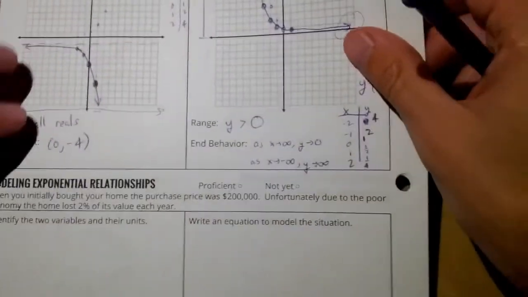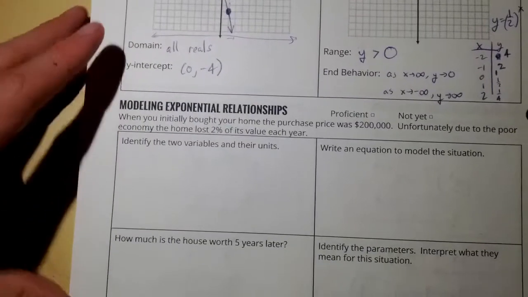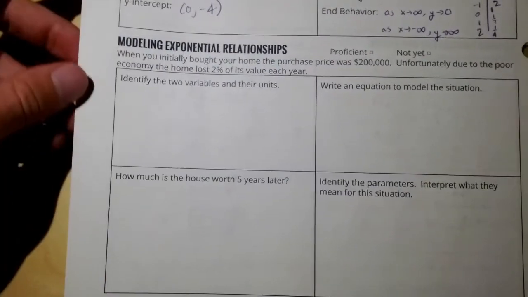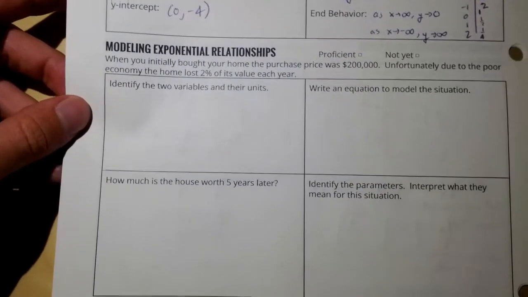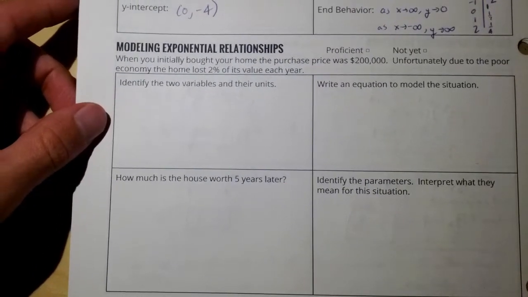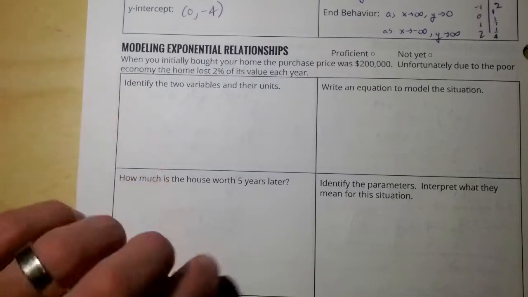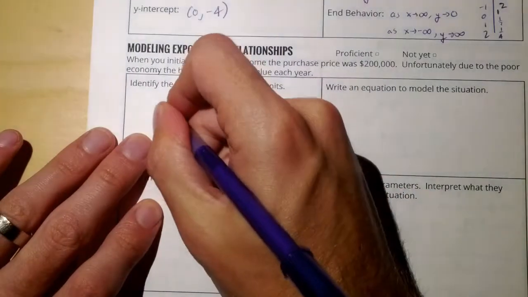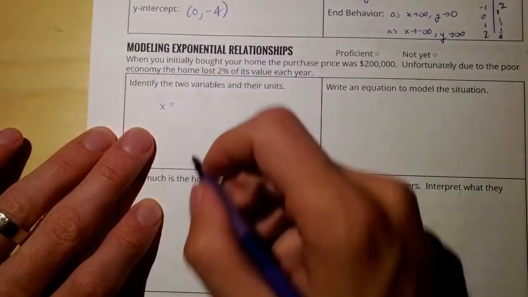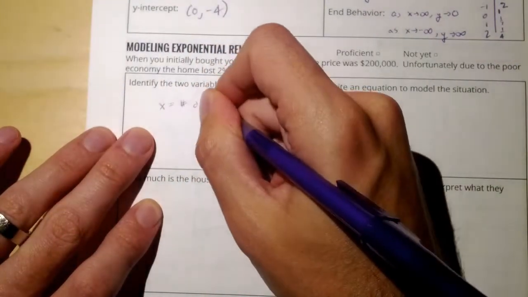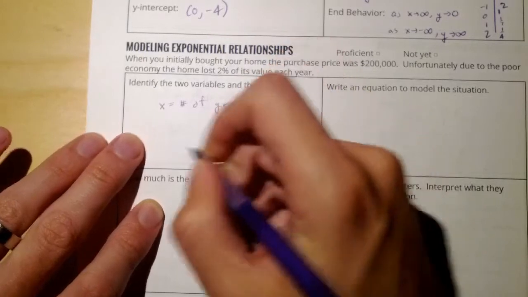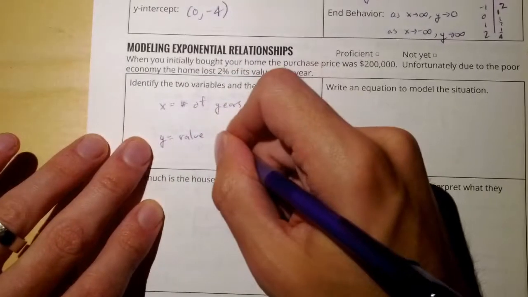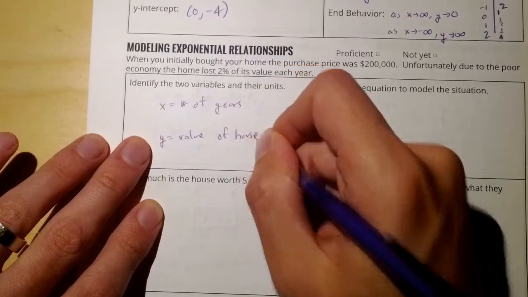All right, for modeling exponential relationships, problem. When you initially bought your home, the purchase price is $200,000. Unfortunately, due to the poor economy, the home lost 2% of its value each year. Identify the variables and the units. X is going to be the number of years. And the y value is going to be the current value of the house at that time.